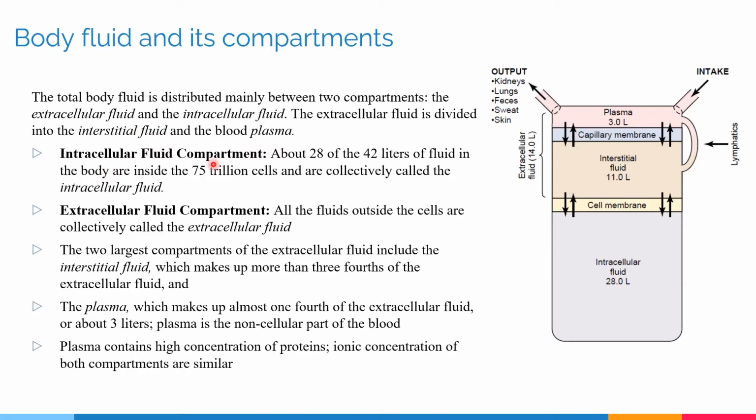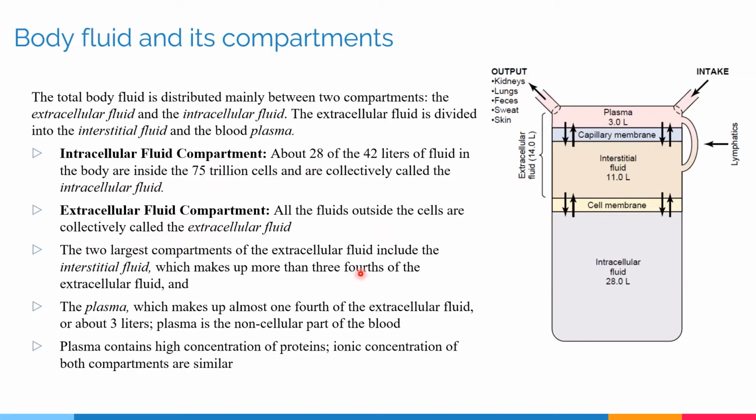The intracellular fluid compartment is about 28 of the total 42 liters of body fluid, and this fluid consists of the fluid present inside 75 trillion cells that our body is composed of. So this is the intracellular fluid compartment, which is shown in the diagram. Next, we go into the extracellular fluid compartment. All the fluids outside the cells are collectively known as extracellular fluid. So all this part is the extracellular fluid.